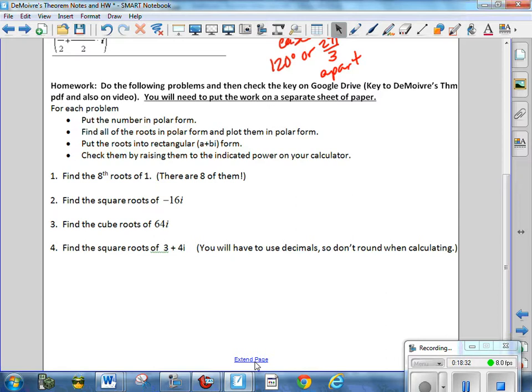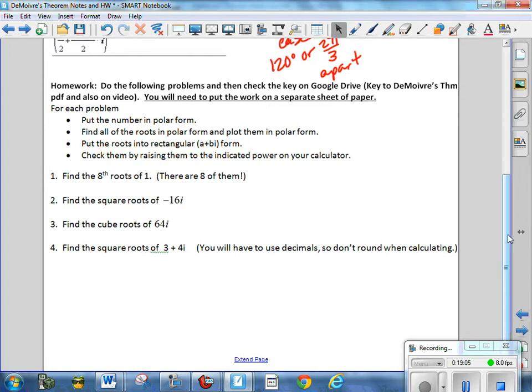Now, what do I want to see? First of all, put the number in polar form. Each one of these is given in a non-polar form to start with, and you need to put it in polar form. Remember that if it's just a single number, it's on one of the axes: 0, pi over 2, pi, or 3 pi over 2. If it's a number like 3 plus 4i here, you have to use your formulas: r equals the square root of a squared plus b squared, and inverse tangent of b over a, etc. to do those. Then find all the roots in polar form and plot them.